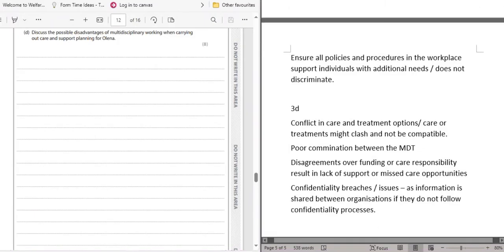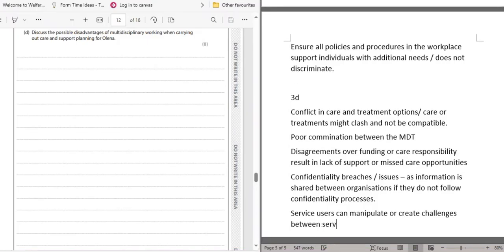And maybe one of the other downsides is that, again, it's not about the service, but sometimes service users can, I don't like to use the word manipulate, or create challenges between services. So there's almost that idea of bias, and that must be problematic.